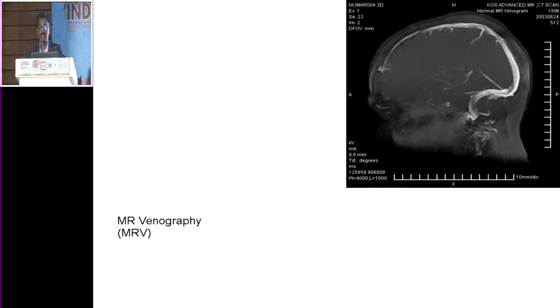So another, not so recent but relatively commonly used, is the MR venography or MR venogram to detect venous sinus thrombosis. This is a normal MR venogram. You can see the superior sagittal sinus and the transverse sinuses. Remember that MR venography is a non-contrast image. You don't need to give a contrast. It is done by a special sequence and software.